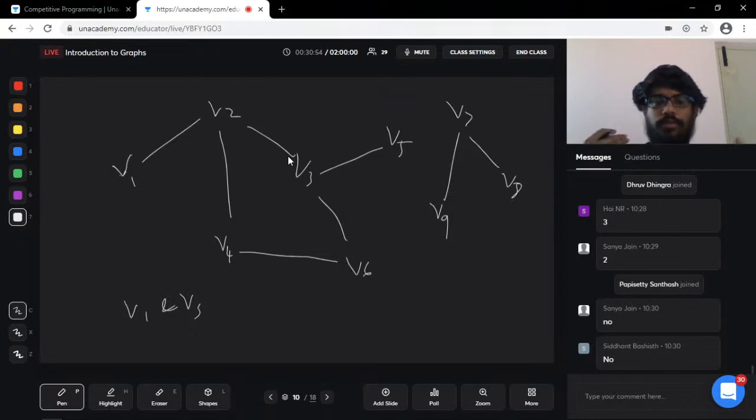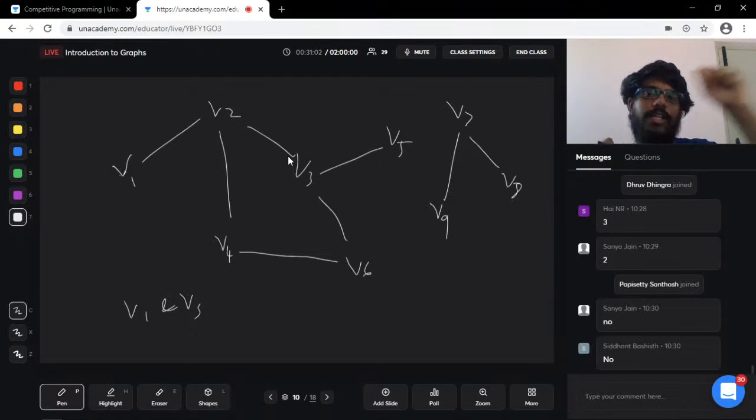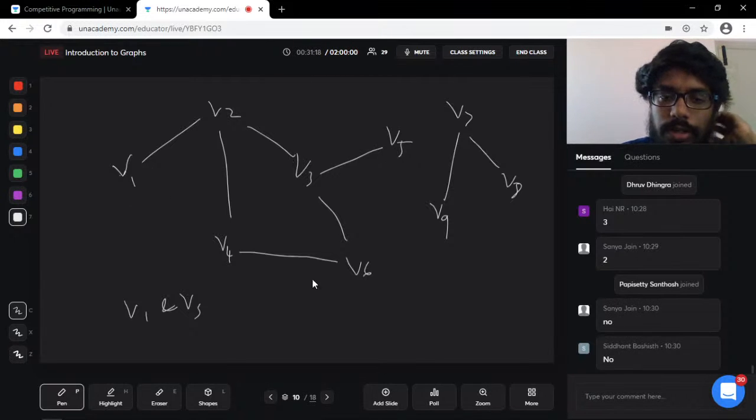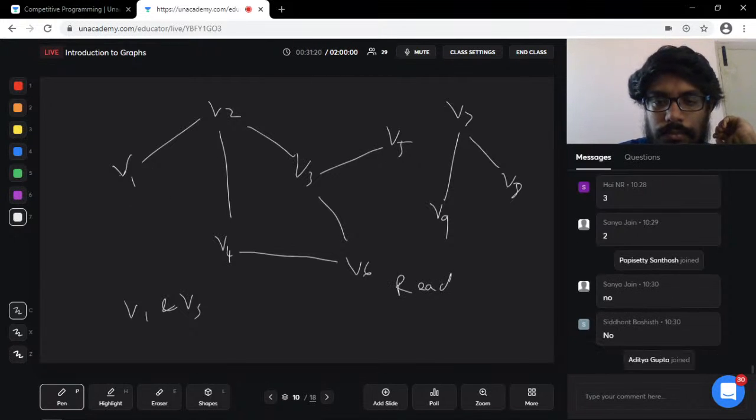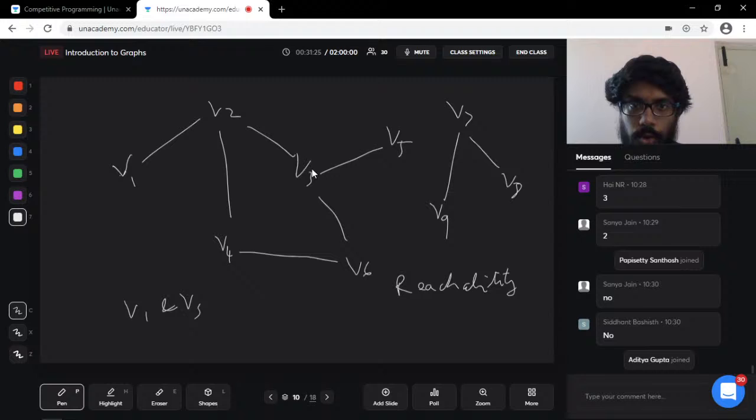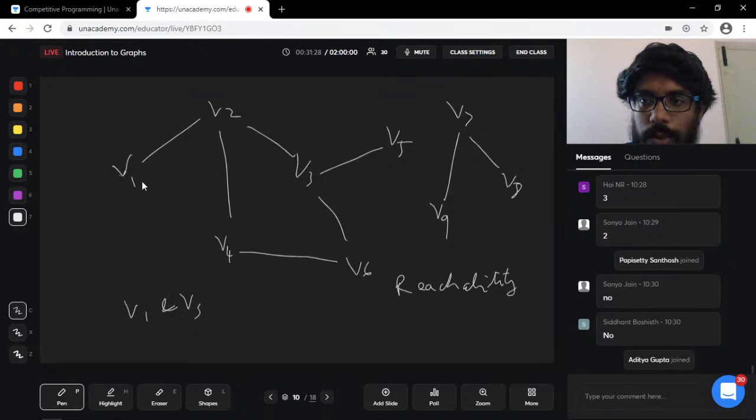So when you think of it in terms of flights, maybe I can't go directly from, I don't know, Kolkata to Paris, but I can go from Kolkata to Delhi, and from Delhi to Paris. So Kolkata and Paris are not adjacent, but I can reach Paris from Kolkata through some sequence of flights. That is what we call reachability. It is possible to reach V3 starting from V1. So V3 is said to be reachable from V1.